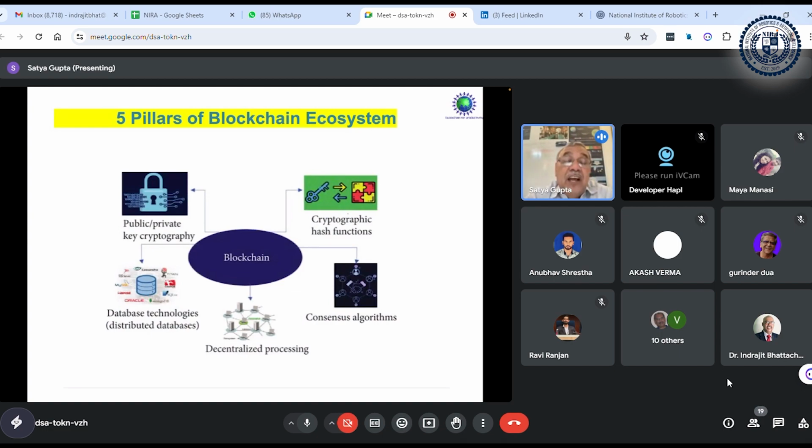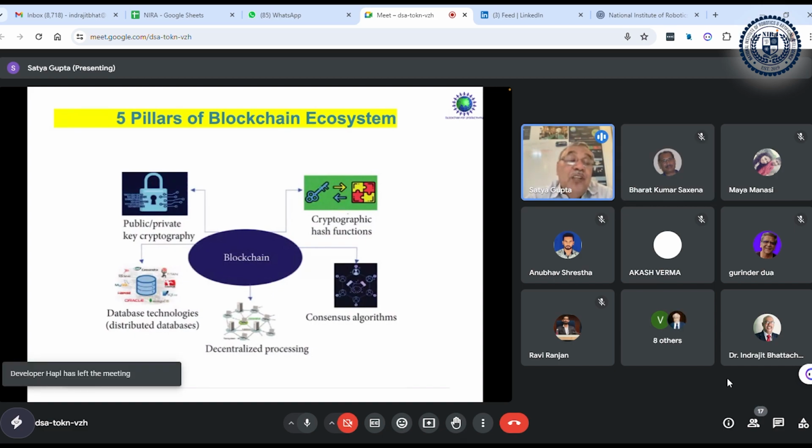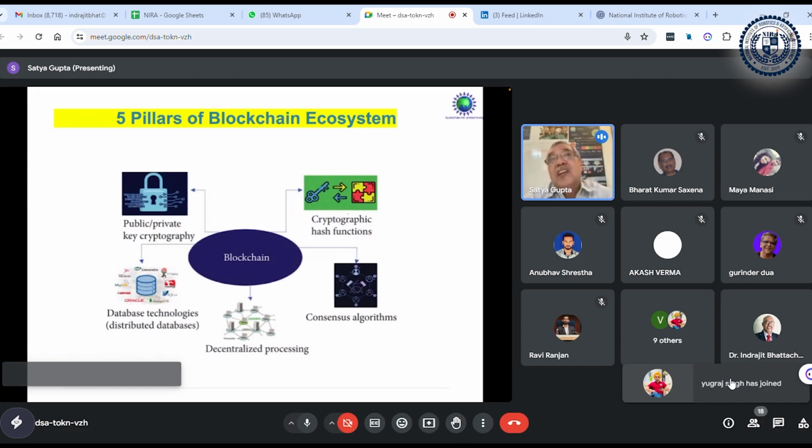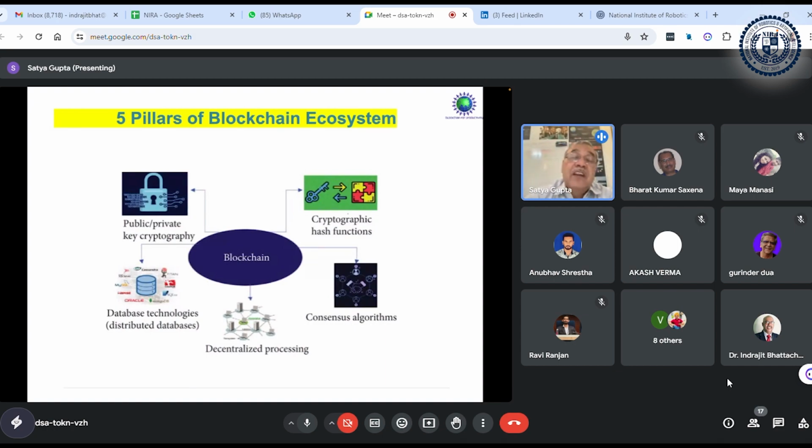Distributed, decentralized. Decentralized is always distributed, but distributed does not mean it is decentralized. That is why both these elements are brought here. And decentralization, that means no single point of control, is a very, very important pillar of the blockchain ecosystem.